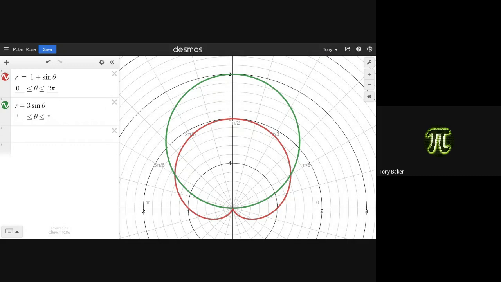So you can always look for symmetry, especially in polar, because it has a tendency to repeat itself all the time. All right, so you want to look for those things.